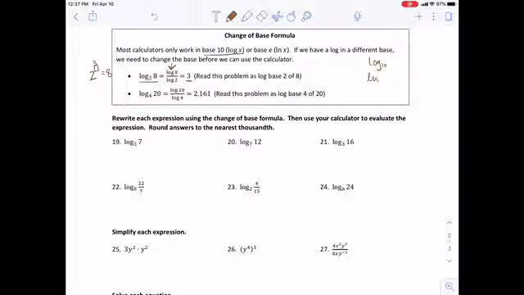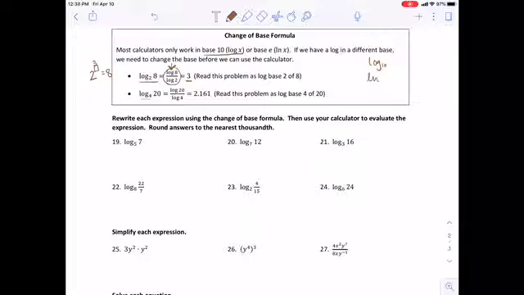Now, if you don't have a calculator at home, you can actually just go to Google and Google will act as a calculator for you. So if you were to type log 8 over log 2 into Google, Google would also tell you that it equals 3.